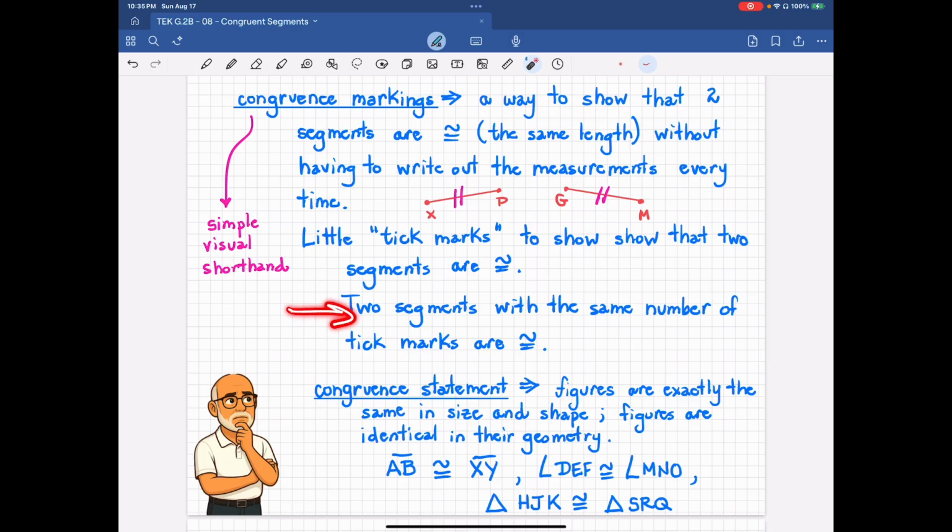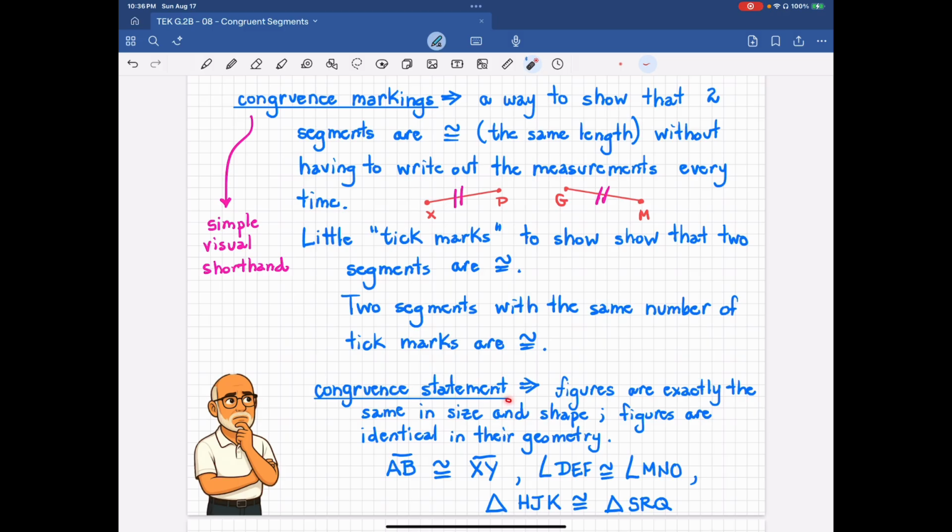Two segments with the same number of tick marks on them are congruent. So if you have a whole bunch of line segments, you want to look for the ones that have the same number of tick marks and the same color of tick marks. Congruence markings are nothing more than a simple visual shorthand for telling the reader that these two segments are equal, congruent.